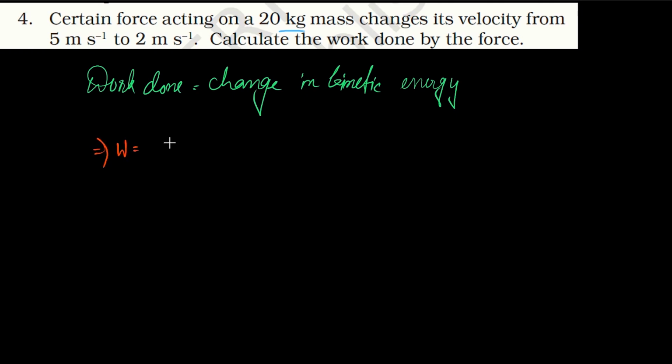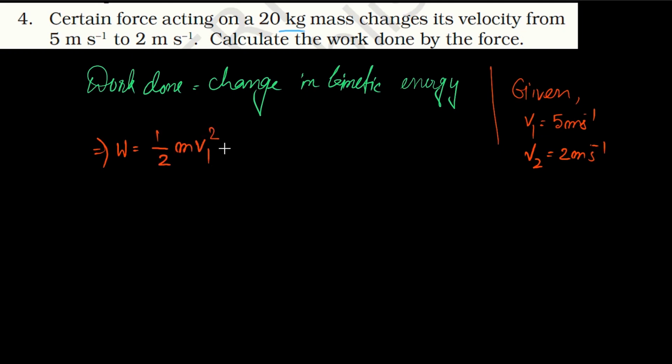Here two velocities are given. You can write down given V1 as 5 meter per second and V2 as 2 meter per second, right? 2 meter per second and 5 meter per second are given. So the change in kinetic energy will be half of m v1 squared, that is one kinetic energy, minus half of m v2 squared, right? What can you take common? Half of m you can take common, (v1 squared minus v2 squared), right? Now put down the values.